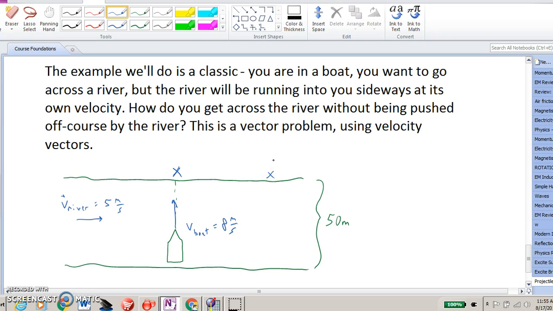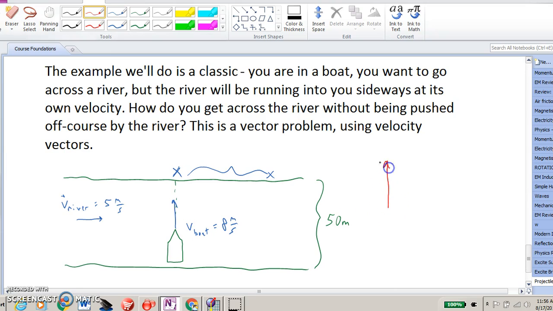Okay, so one of the questions becomes, well, how far do you actually get pushed off course if you don't make any corrections? If you just point the boat straight ahead to go across the river and you don't do anything? This is a vector problem. Okay, and it's actually not so bad once you kind of get the hang of it and understand what's going on here.